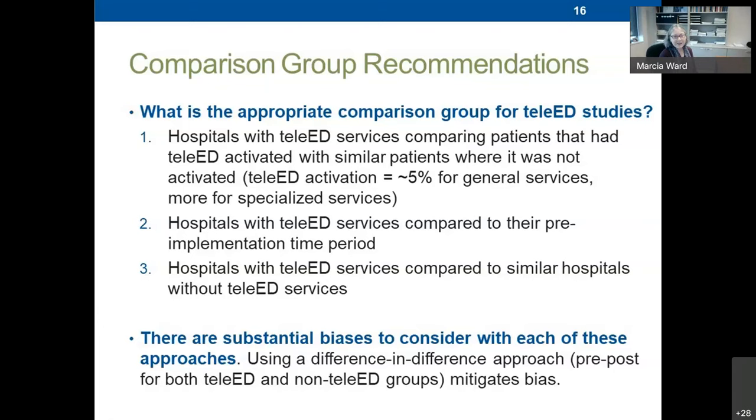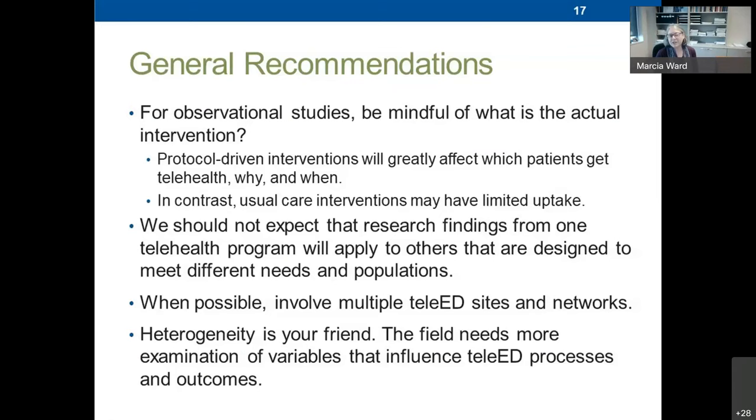So also general recommendations. So obviously, as Dr. Totten showed in one of the figures, in terms of emergency department, we only have the one randomized trial. The most frequently reported study designs are observational studies. And so observational studies that are prospective could be a next strongest approach.